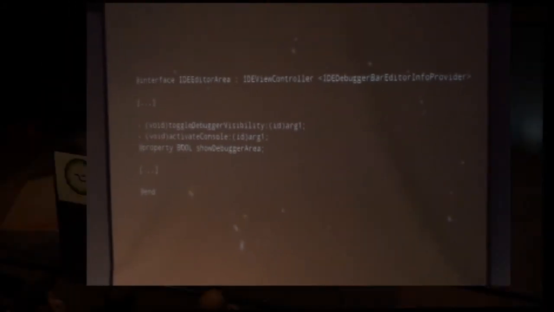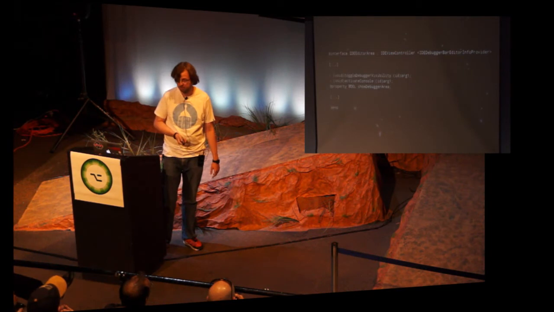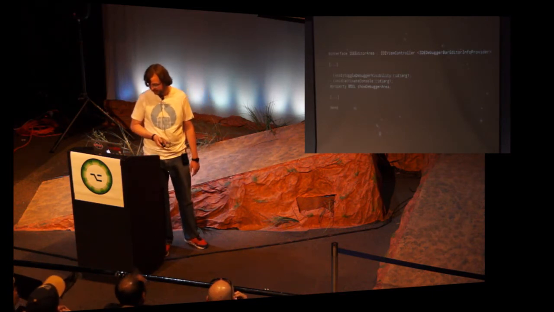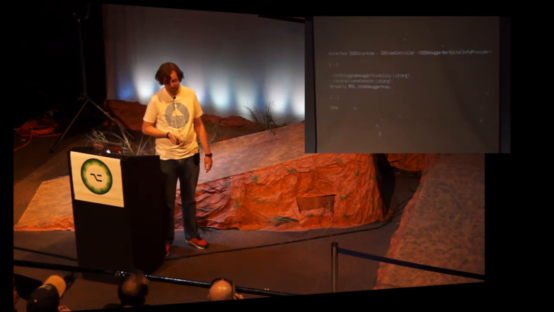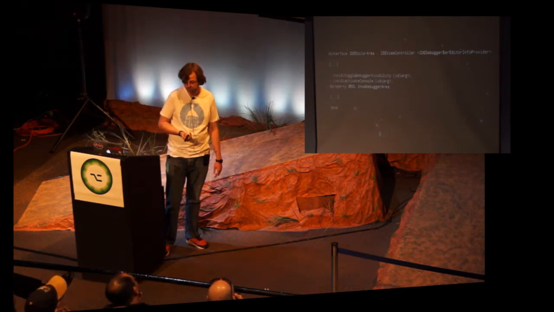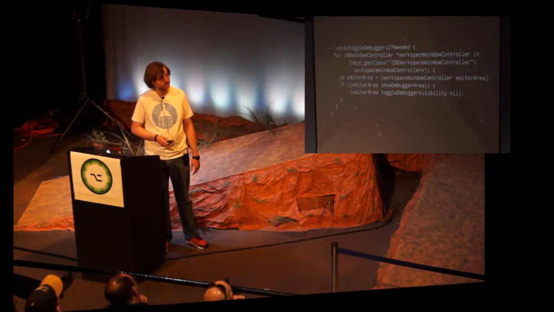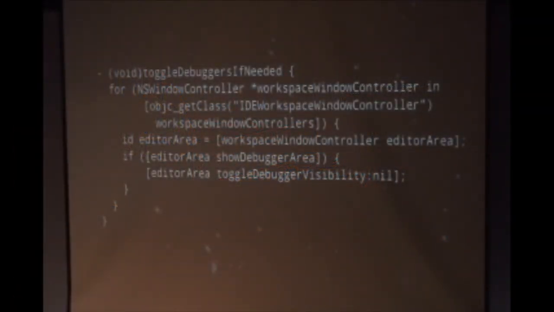So we have two things we can use from here. toggleDebuggerVisibility. I never figured out what the argument is. I just pass in nil and it does what it says. It toggles the debugger. And the other one is showDebuggerArea, which should be showsDebuggerArea because it tells you if it's shown or not. So with that, we can write a little method called toggleDebuggersIfNeeded. We will go through all the workspace window controllers. We will get the editor area, and if the debugger is visible, we will hide it.